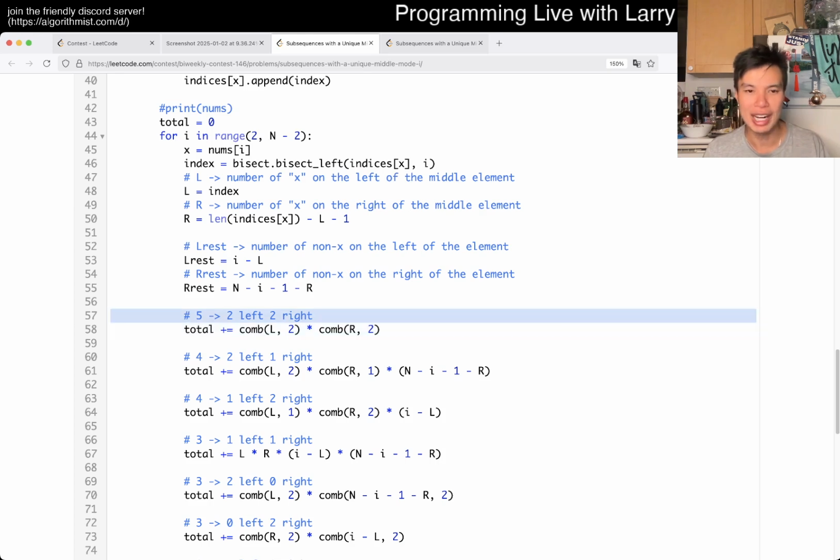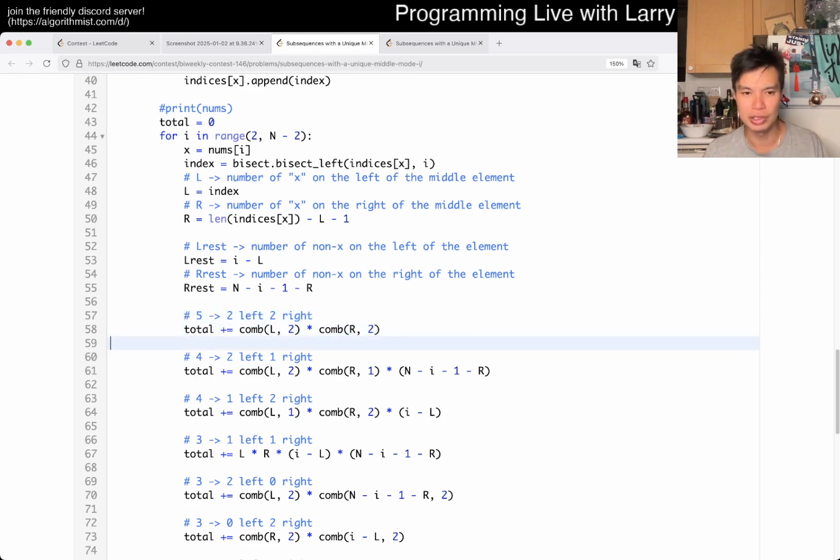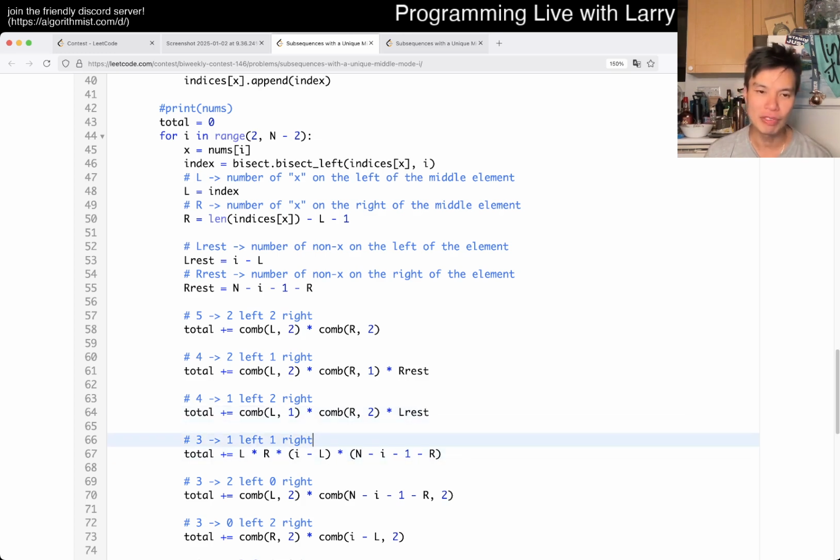If they're 5 of a kind, almost like poker, and there are 2 to the left and 2 to the right, then it's just left choose 2, right choose 2. 1 left, 1 right, you have these things. And here, this should be rest, right? And this would be L rest. And 2 left, 1 right, then you have 2 on the left, 1 on the right, and for the rest you have to choose 1 element.